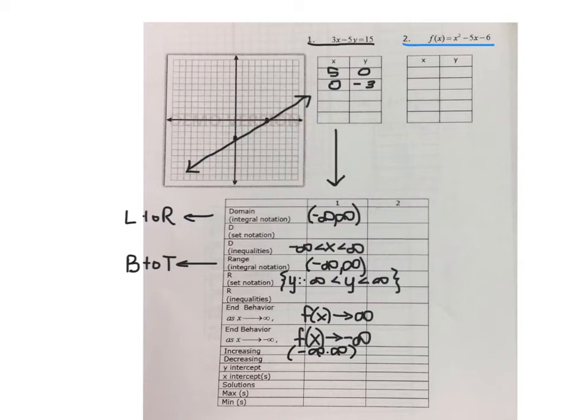It is not decreasing at all. I have a y-intercept of (0, -3). Go ahead and write that in here, (0, -3). I have an x-intercept of (5, 0).